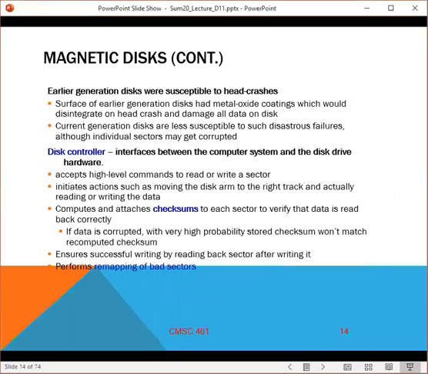So should the head fail to follow the surface and hit the surface, and it'll be hitting it at about 50 miles an hour, it could damage the magnetic coating and actually destroy some of the data on the disk. And this, again, is known as a head crash, and it often occurs with magnetic disk drives when there is a shock to the PC.